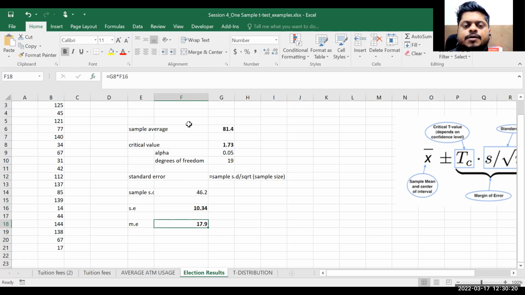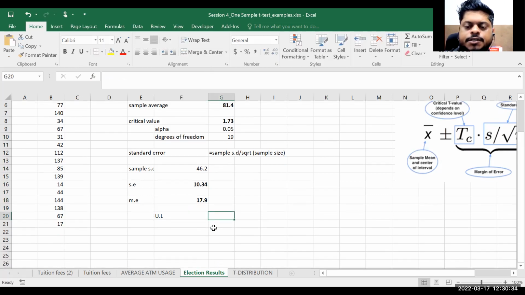Okay, so now I can calculate the range within which the population mean falls, if for that party I've collected data correctly from these 20 locations, right? Now with 95% confidence, I can say that the upper limit, the highest number of seats the party is going to win, will be close to this mean plus margin of error. That means close to 100. Then the lower limit will be whatever mean I have got, 81.4 minus 17.9, 63.5, 64.